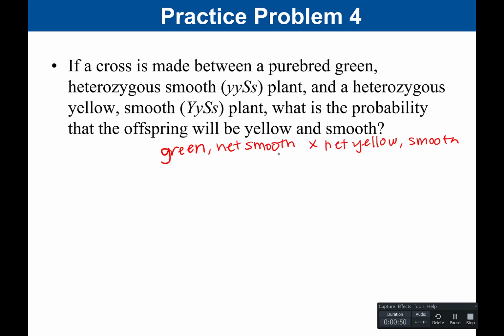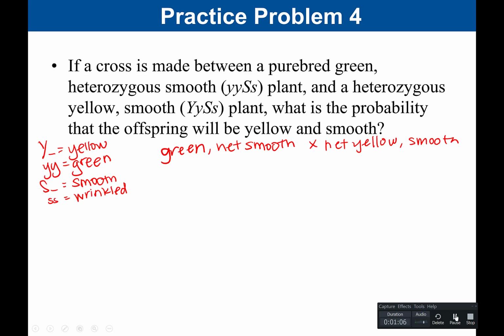Now, the next thing you're going to want to do is you're going to want to write the genotypes. Now, before I do that, I like to write what the possibility for genotypes would be. So let me show you what I mean. So I wrote myself a little key to help me keep track of what's what.